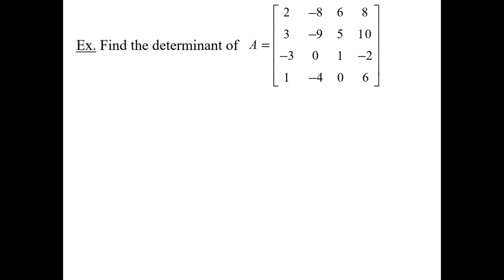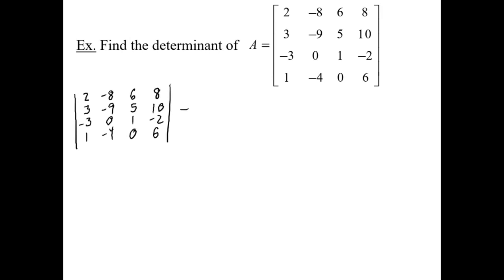Okay, let's try this example. Again, it's a 4 by 4. Let's see here. Okay, so I'm going to start with my problem that we're doing here. So we got 2, -8, 6, 8. And then we get 3, -9, 5, 10, -3, 0, 1, -2, and 1, -4, 0, 6.